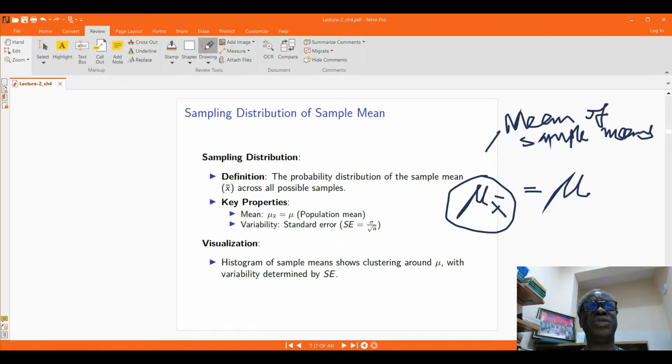The second thing which I told you, we are interested in the location of that distribution. And that's what the mean there is trying to explain, the location of that sample means. So the location is the mean of the sample means. Next is the spread or the variability.